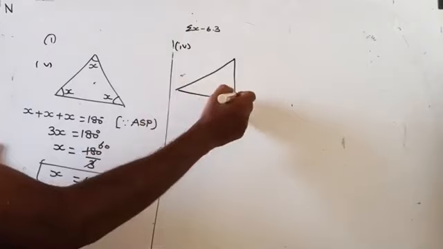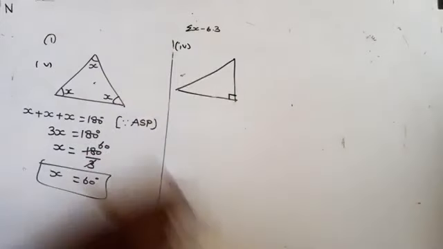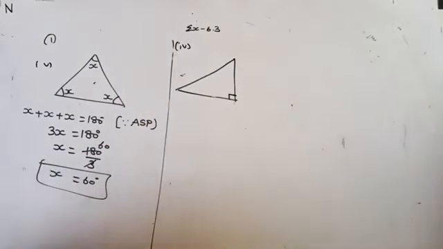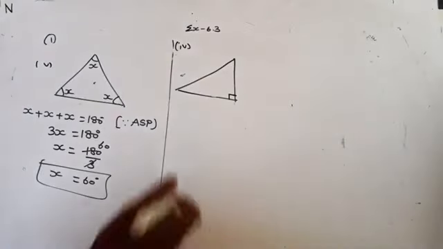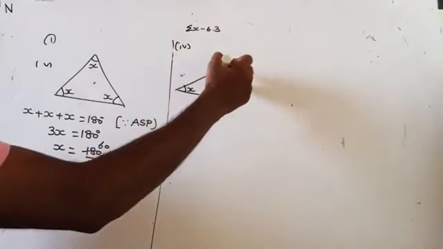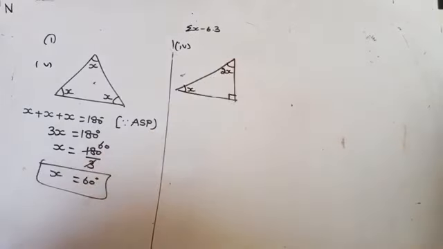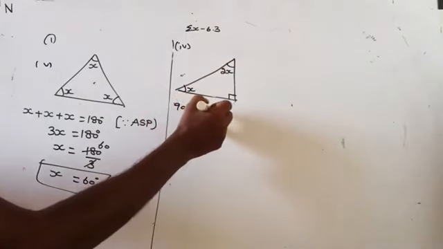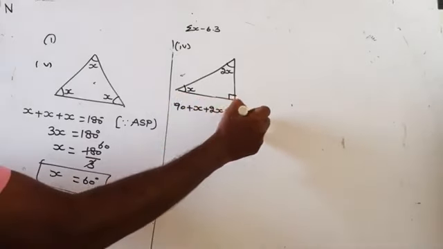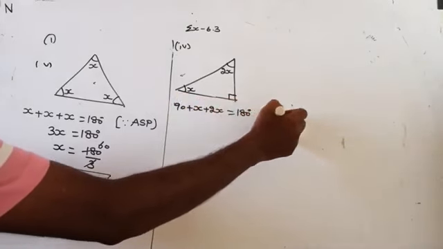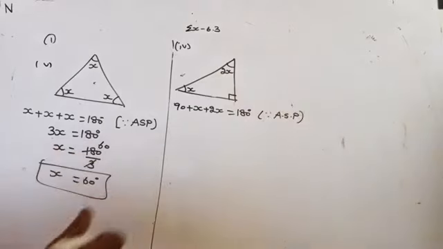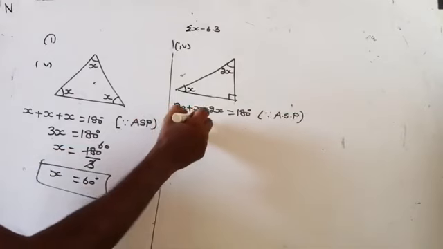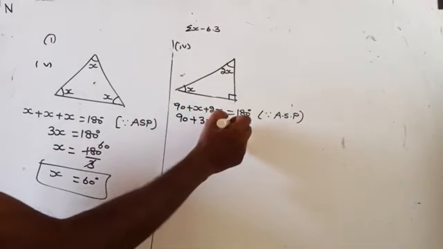In a right triangle, one angle is 90 degrees. Right angle triangle means one angle is 90 degrees and the other two angles are given, x and 2x. Now, we know that 90 plus x plus 2x is equal to 180 degrees. The reason is the sum of all interior angles in a triangle is 180 degrees. So 90 plus x plus 2x, that is 3x, is equal to 180 degrees.